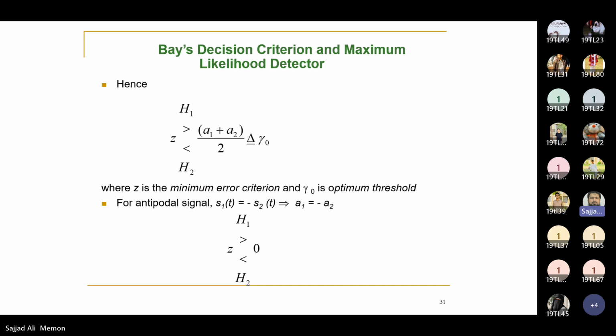So this is the repetition of the same slide, the previous slide. So moving forward.